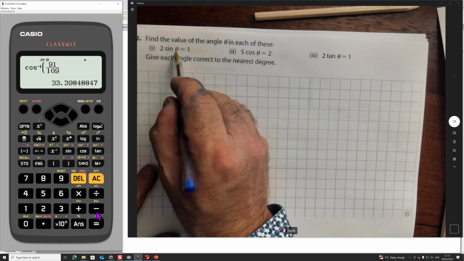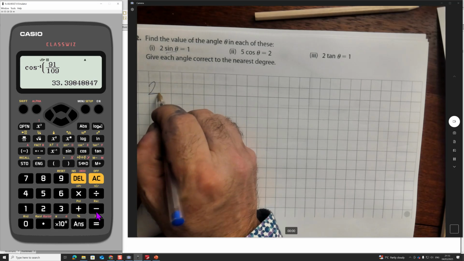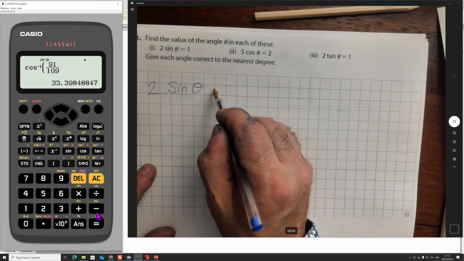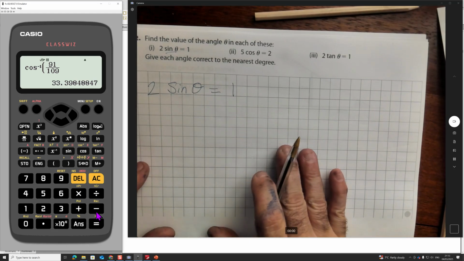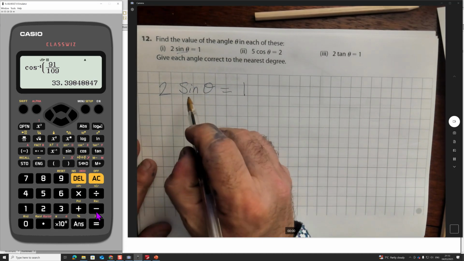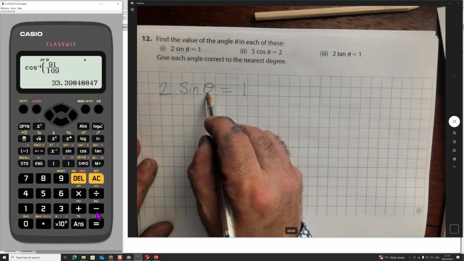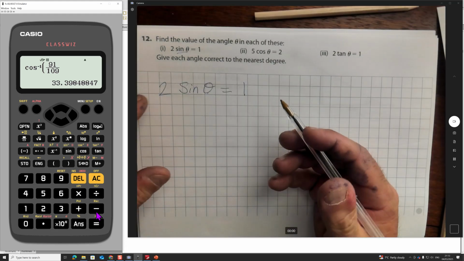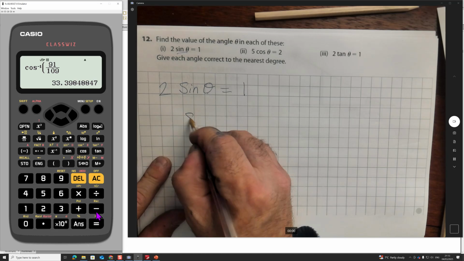Okay, a bit of algebra first. Isolate the sine of the angle. So let's write it out again and let's solve. The whole thing is algebra, but so we're solving for theta. So we'll dress this up in the language of algebra.